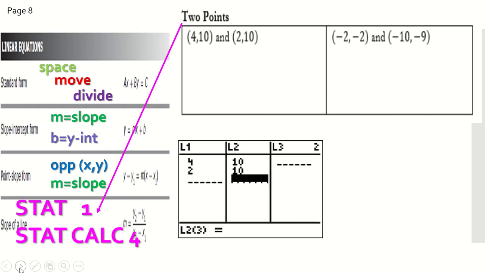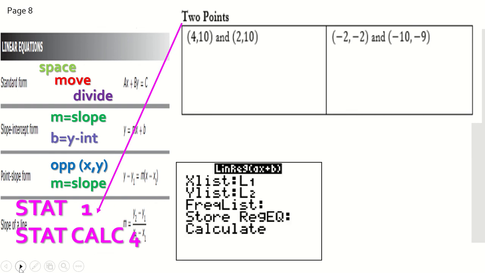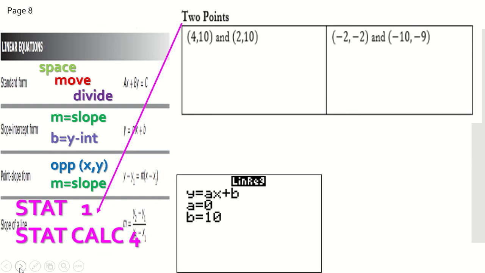I noticed something kind of unique on these 2 points before I even put them into my calculator. I noticed my L2, or my y values, are the same. So right away, I'm thinking, what would a line look like if both y values are the same? I'm thinking horizontal line here, which we know has a slope of 0. So stat calc 4, we calculate it, and we find the equation is y equals 0x plus 10. Or we could just say y equals 10, but this horizontal line has a slope of 0.